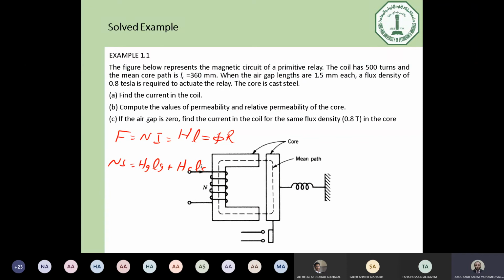Part B first: compute the values of permeability and relative permeability of the core. Simply we have the value of B and H for the core. You can just divide B by H. You can get the permeability of the core.